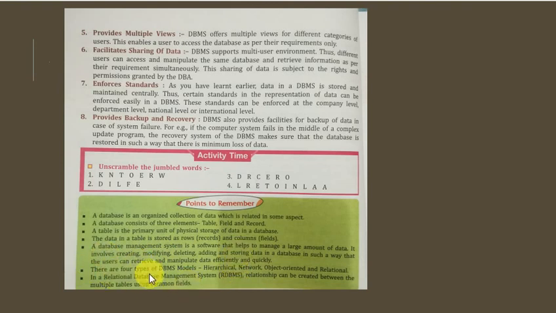There are 4 types of DBMS which are hierarchical, network, object oriented, and relational. In a relational database management system, relationship can be created between the multiple tables using common fields. Using common fields we can show relationships across many tables at once.